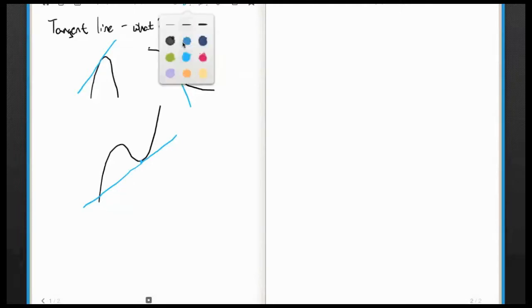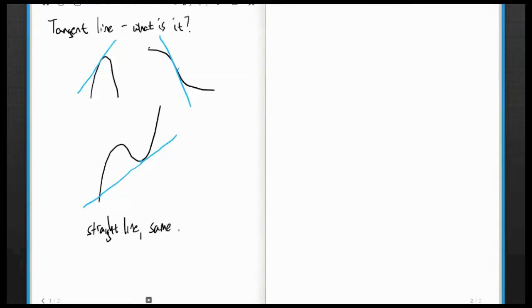I think the definition we have to pick is it's a straight line and it's the same point, and most importantly, what do you think? What characteristic does it have? Same slope at that point. And that's really kind of what we're after. We're trying to figure out, to draw this tangent line, we know what the point we're after is, but we need the slope. So how do we get the slope?